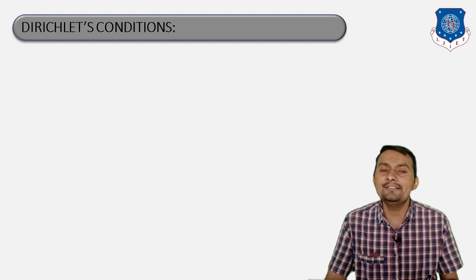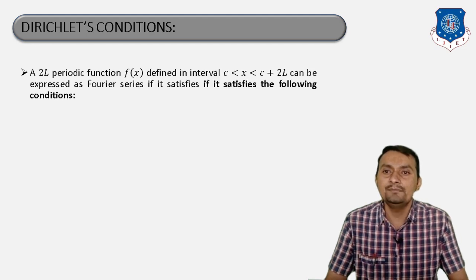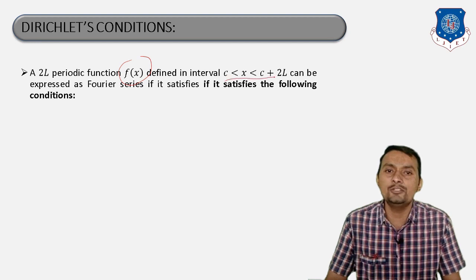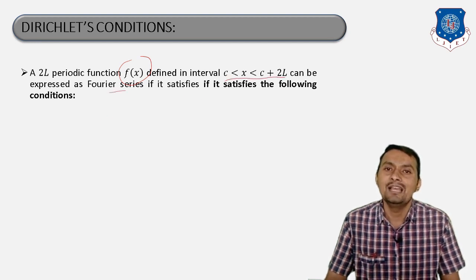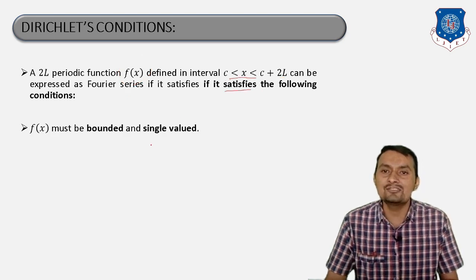So now let's have a look at the first basic condition to represent the Fourier series. This is the Dirichlet condition. If the 2l periodic function f(x) is defined in the interval c to c+2l, it can be expressed as a Fourier series if it satisfies the following conditions. First, the function must be bounded and single valued.